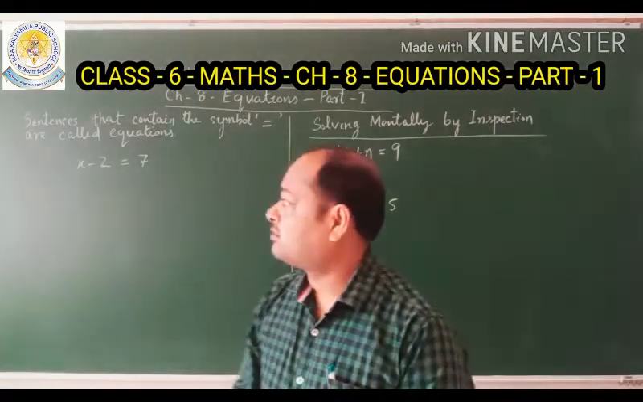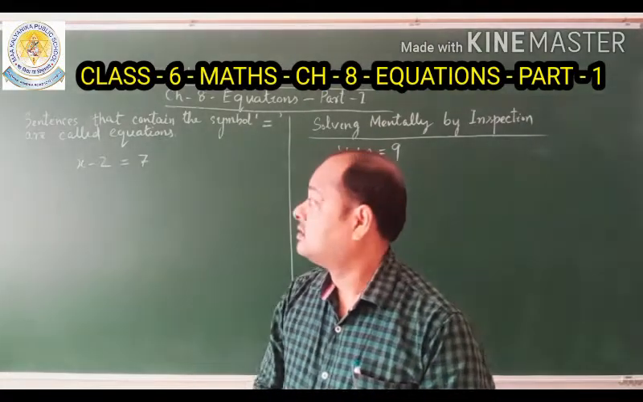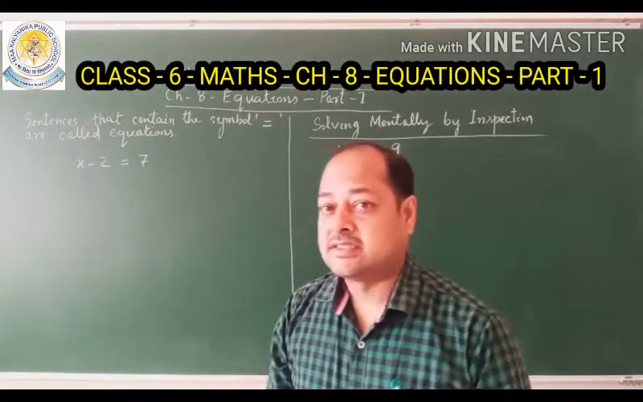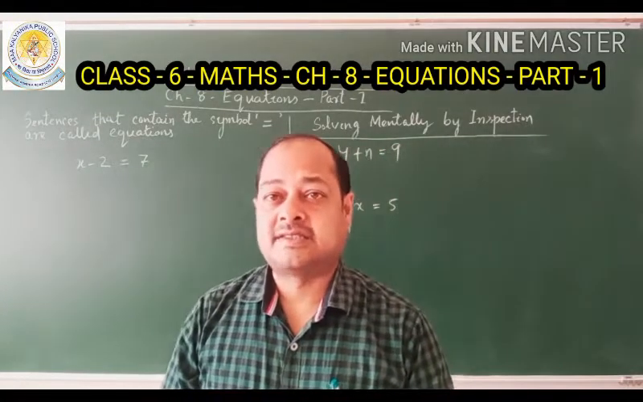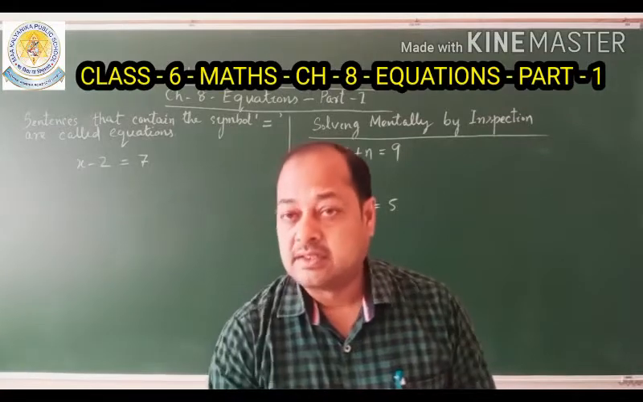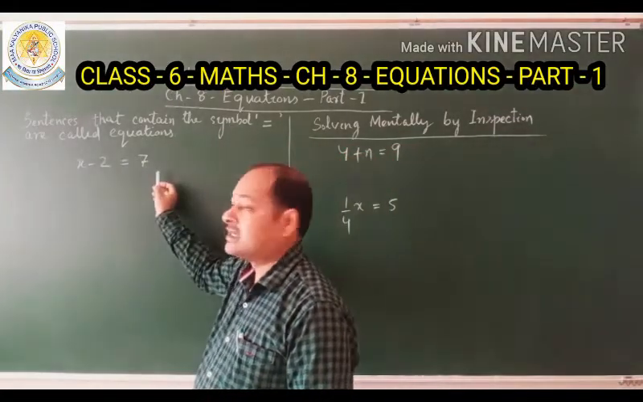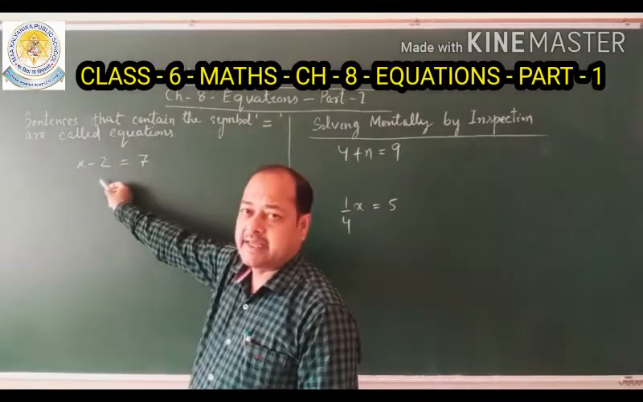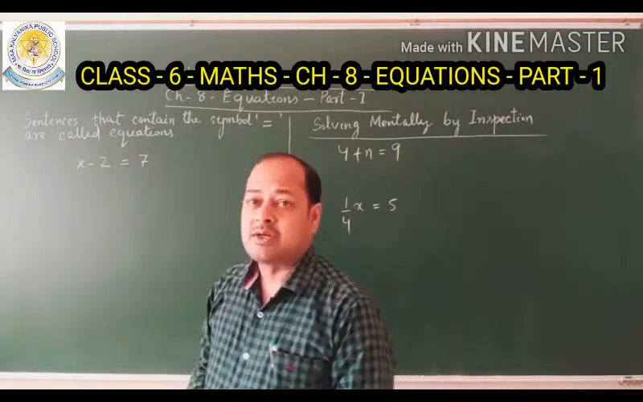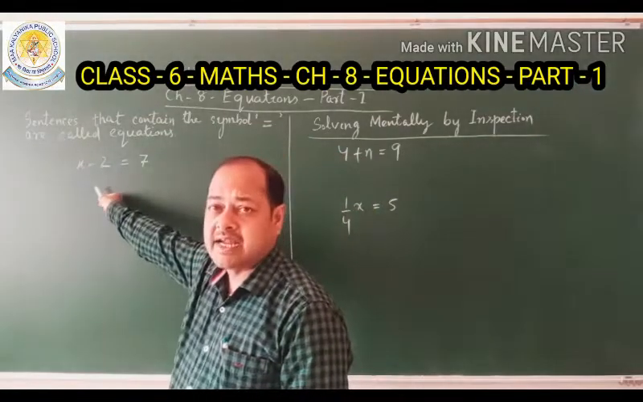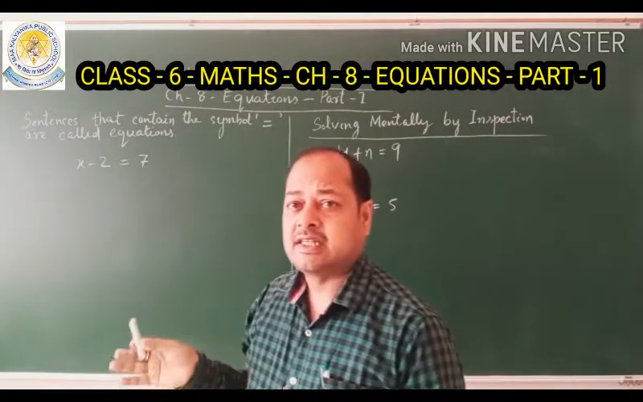The definition of equation says that sentences that contain the equal sign are called equations. And equations have a left hand side and a right hand side. So see here, x minus 2 equal to 7. Here x minus 2 is the left hand side and 7 is the right hand side.